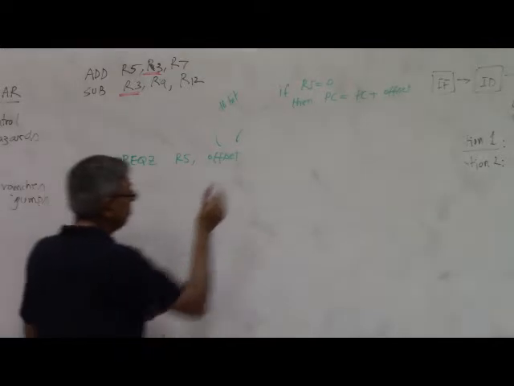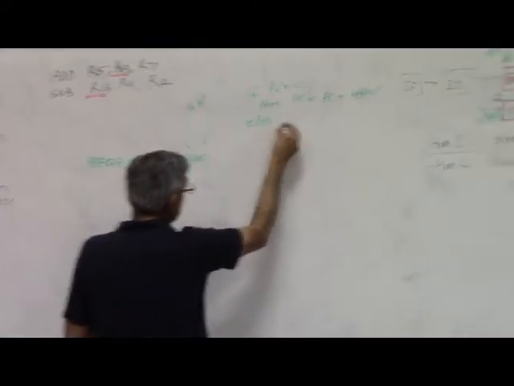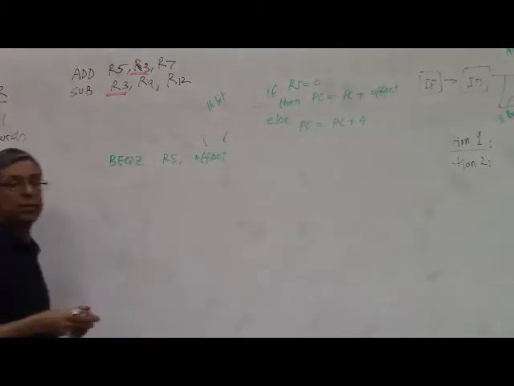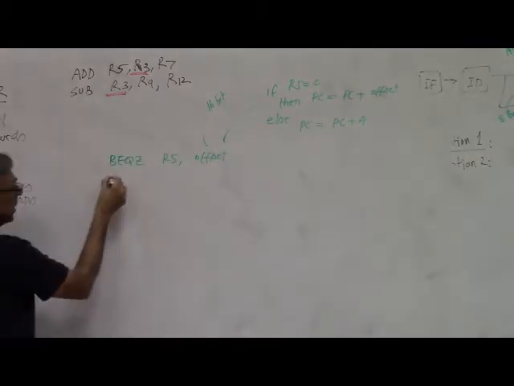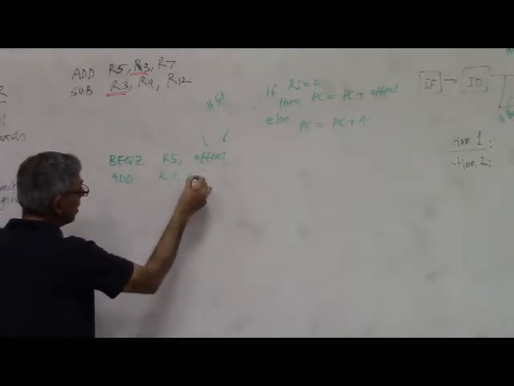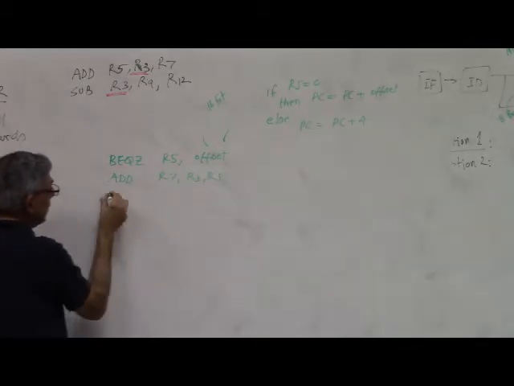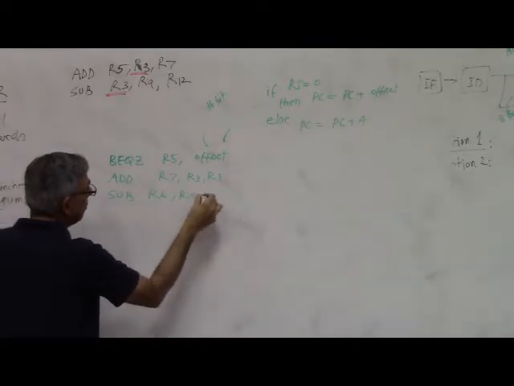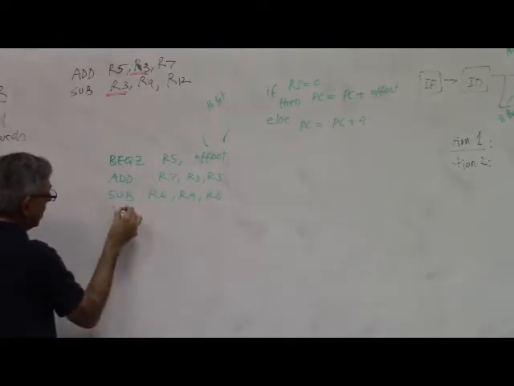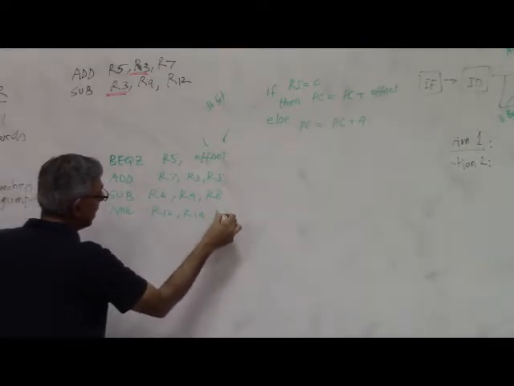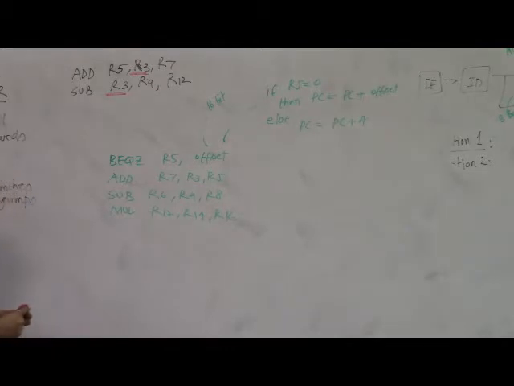Otherwise, PC will become PC plus 4, meaning we'll just continue normally, right? Okay, suppose after this one we have an add instruction. Add R7, R3, R5, subtract R6, R4, R8, multiply R12, R14, R16, and so on.